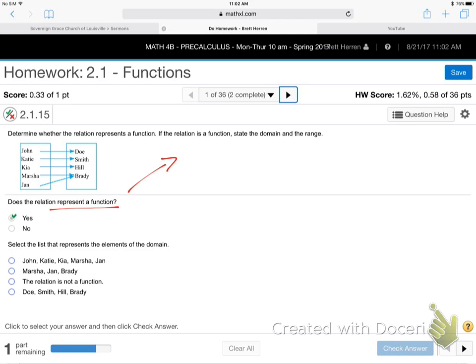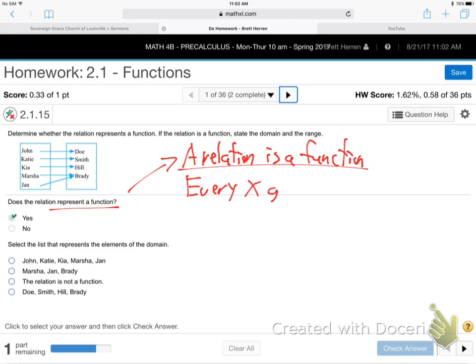Let me give you the definition. A relation. I guess not all relationships are functions, but when is a relation a function? Does anybody know? Nothing repeats in the x, exactly right. Every x goes to only one y.